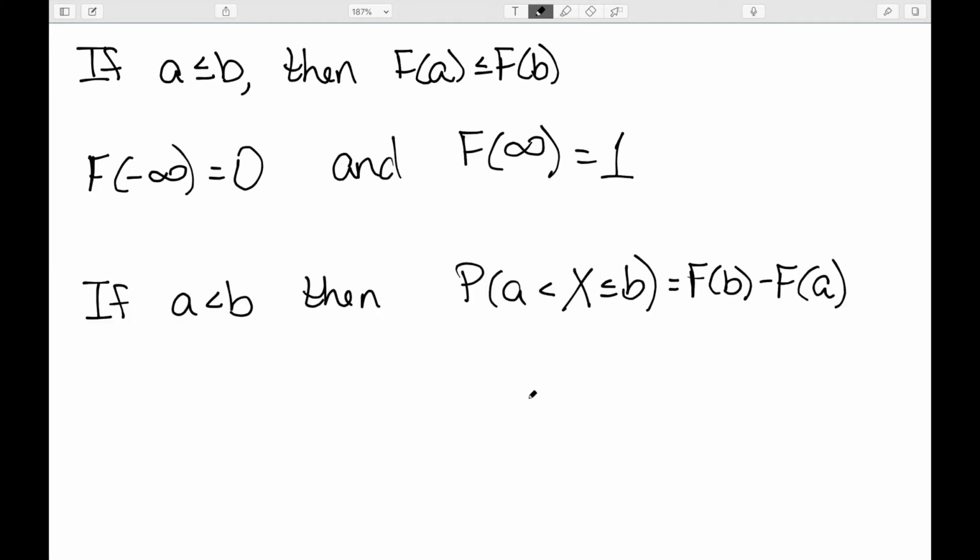Finally, if A is less than B, then the probability that X is between A and B, including B but not A, is equal to capital F of B minus capital F of A. So the capital F of B tells me everything that is less than or equal to B. This would be everything that's less than or equal to A. So I'm going to take everything that's less than or equal to B, subtract out the stuff I don't want, and that'll get me the probability that X is between A and B. So let's look at some examples.